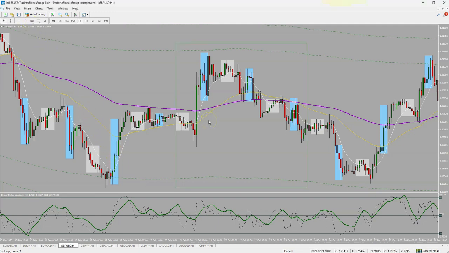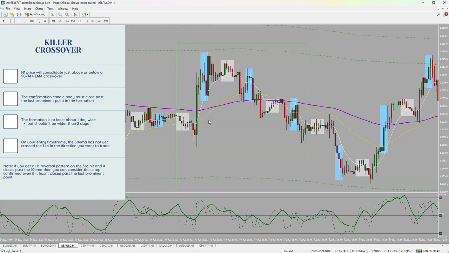The first rule is that H1 needs to consolidate just above or below a 50 and 144 EMA crossover. So in this example, obviously the consolidation is happening above this 50 and 144 EMA crossover. The 50 is my gold line. The 144 is the purple line. So as the 50 is crossing over that 144, if I see H1 is consolidating, then I need to start paying attention and start looking for the second rule to happen.